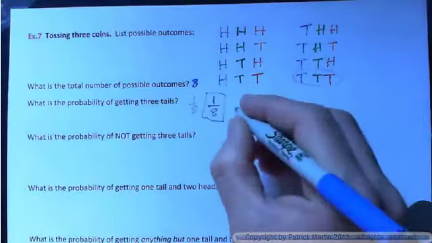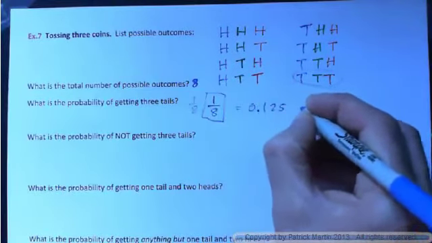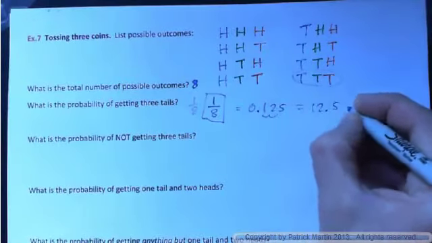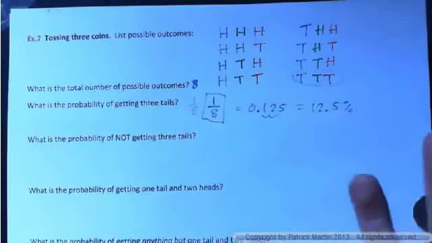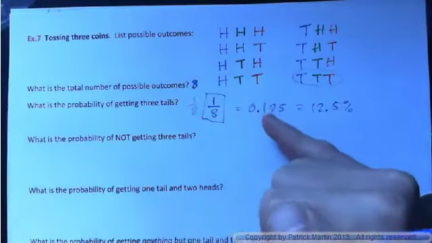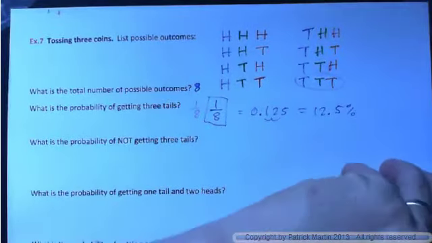as a fraction. But remember that this is also a decimal, 0.125. That's also a percent. It's 12.5%. So there's 3 ways of saying it. We have a 1/8 chance of getting 3 tails. We have a 0.125 chance of getting 3 tails, and we have a 12.5% chance of getting 3 tails.